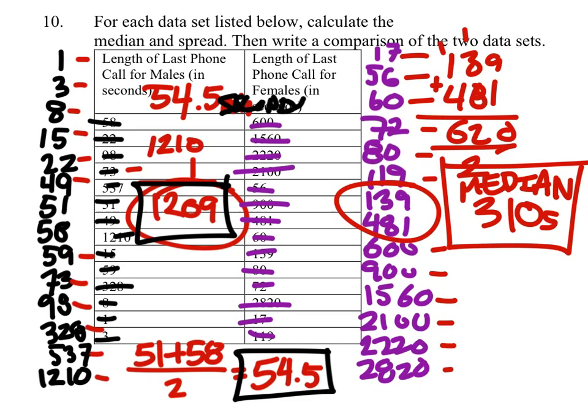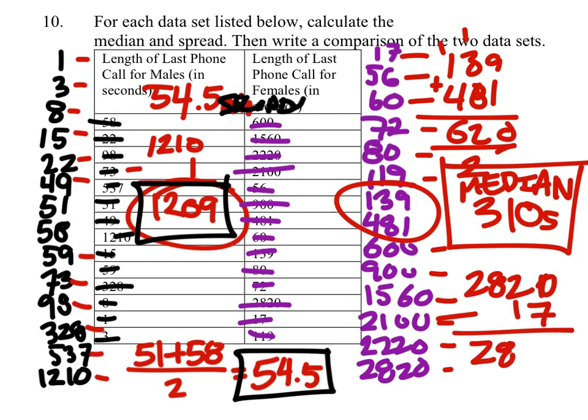Well, now that we know the median, let's find the spread. So we're going to take the biggest number, 2820, and we'll subtract the smallest number, 17, and we get 2,803, which is the spread right here.